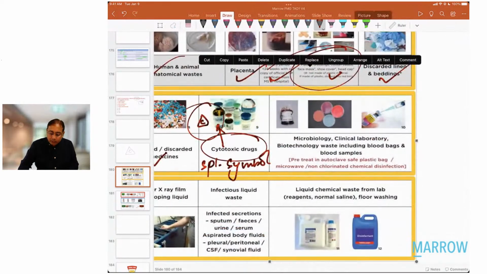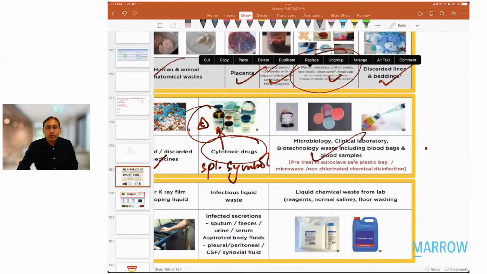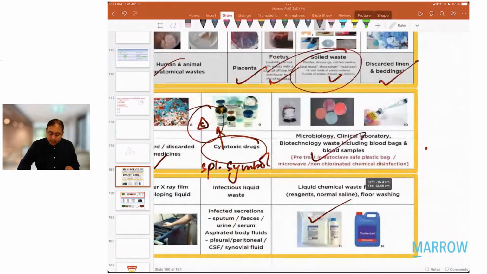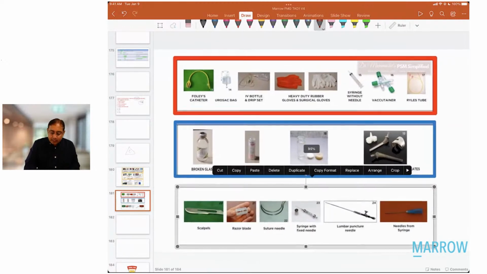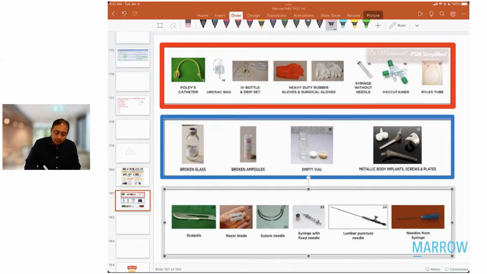Then all the microbiological, clinical laboratory, microbiological waste includes blood bags. Please remember, blood bags are yellow category. All the liquid chemicals from laboratories, infectious waste, liquid waste, silver X-ray films, ये सारे जो जाएंगे ये yellow category. Red category, please remember, red category is Foley's catheter, IV bottles, drip sets. Please remember any type of gloves. Blood stained gloves है, नहीं है. Syringes without needle. Syringe with needle will go to white category. Without needle will go to the red category. Vacutainer tubes. They all go to the red category.